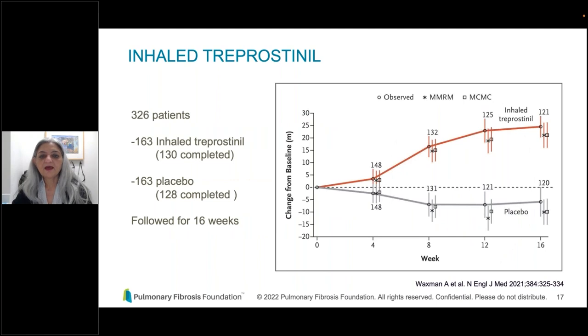Next slide. And this drug was studied in 326 patients who had interstitial lung disease. Half of them got the medication, half of them got placebo, and they were followed for about 16 weeks. And the first number we looked at is, did they improve their walk test? So the six-minute walk test, did that improve or not? And we can see that the patients who received the inhaled treprostinil did much better than those who did not get the drug at all. Next slide.